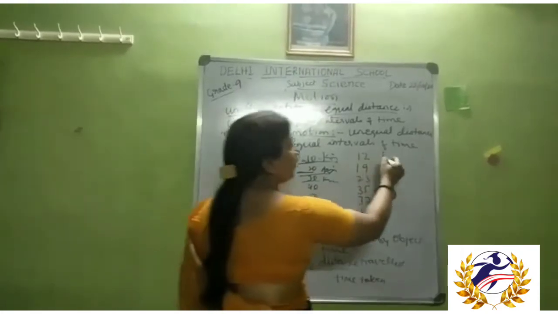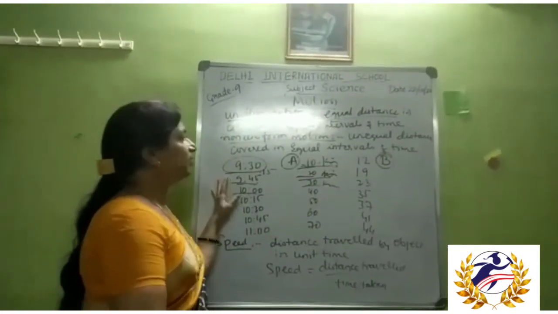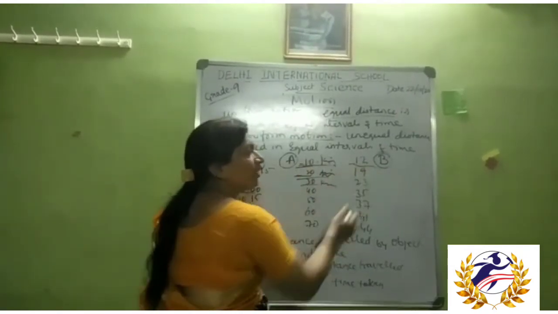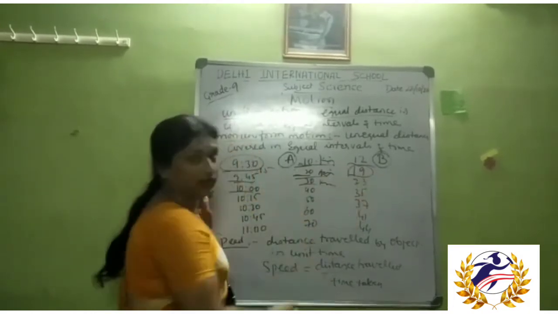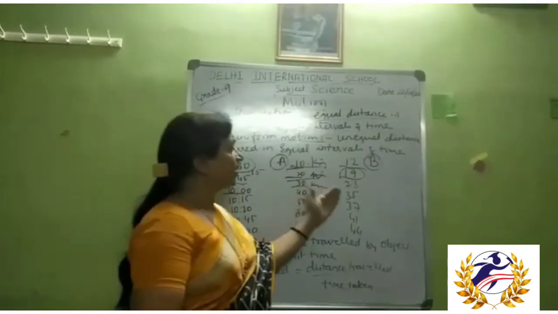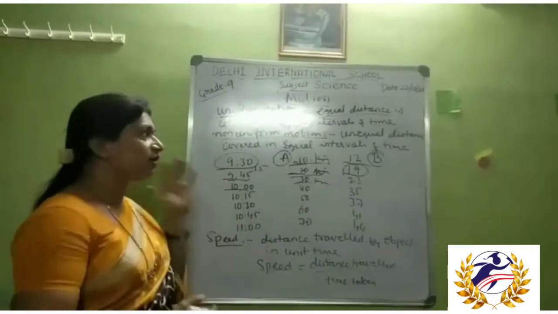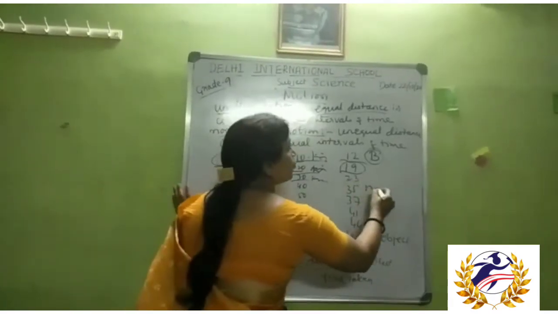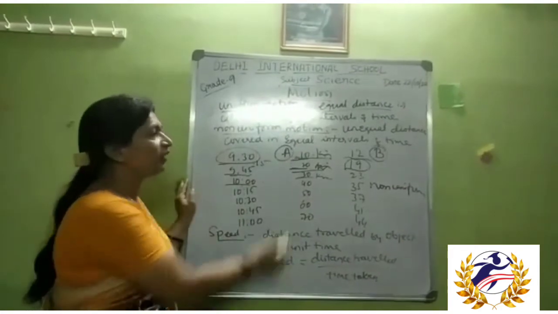Now when we see the car B, at 9:30 it has traveled. In the first 15 minutes it has traveled 12 kilometers. In the next 15 minutes it has traveled 19 kilometers. In the same way it varies for every 15 minutes. So this is the non-uniform motion traveled by the car B.